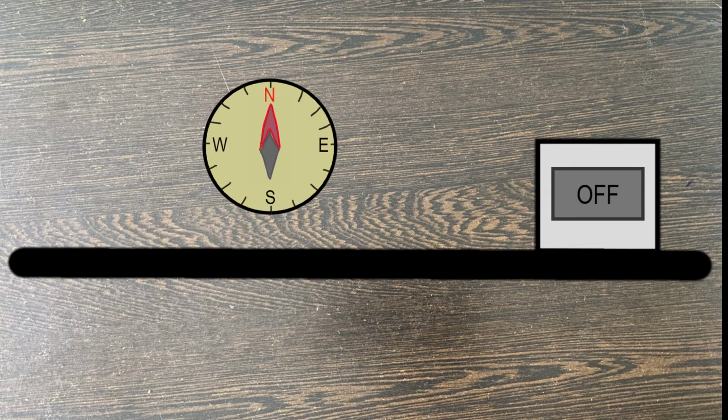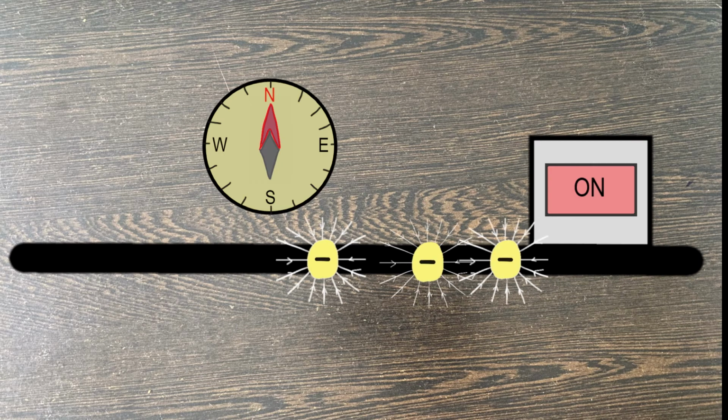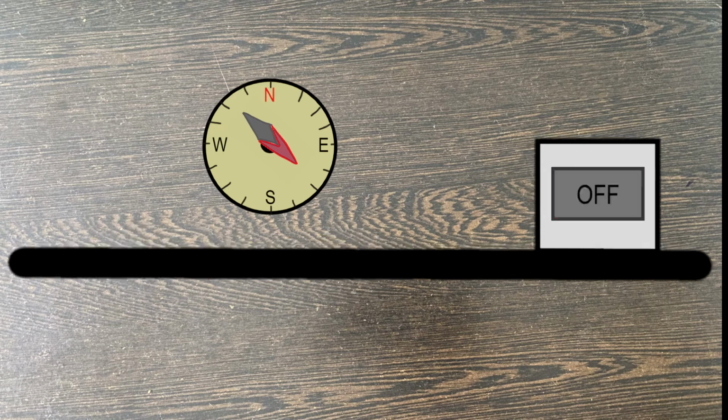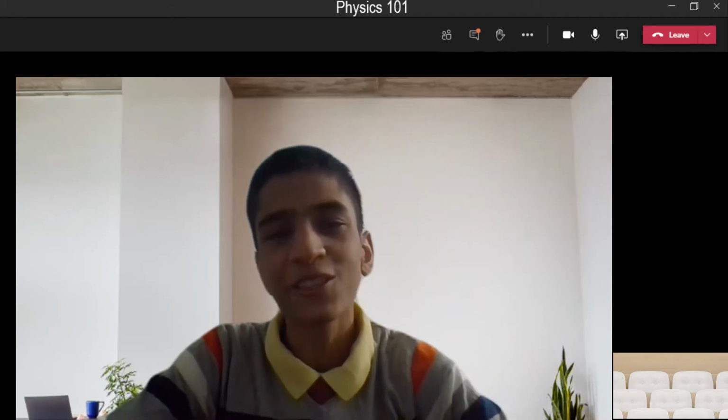When I flick the switch, a current starts to flow, and boom, the compass needle deflects. When I turn off the current, it returns to its initial position. What do you make of that, students?